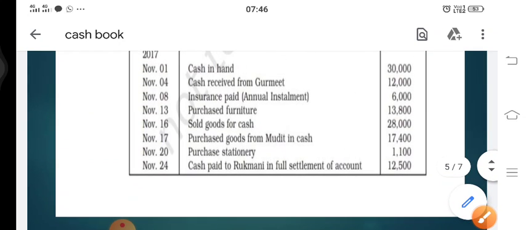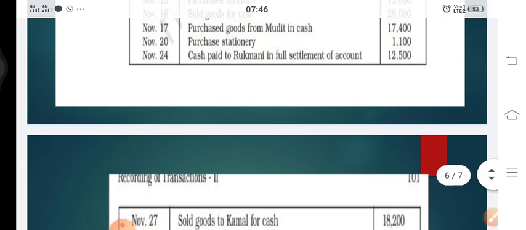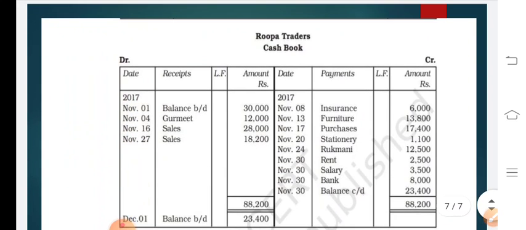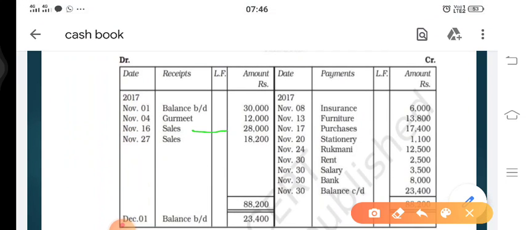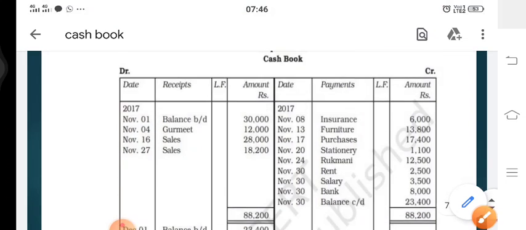Next we have is sold goods for cash. Now since we sold goods and that too for cash, cash is coming into the business. Cash coming into the business, so it's a receipt. We'll go to receipt side and we'll write to sales 28,000.